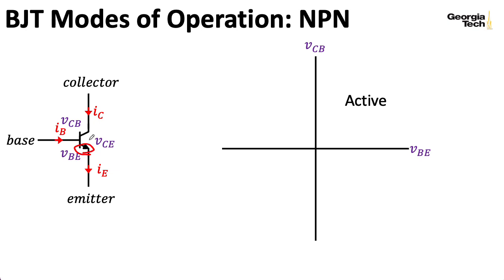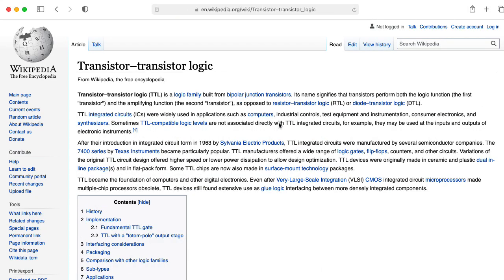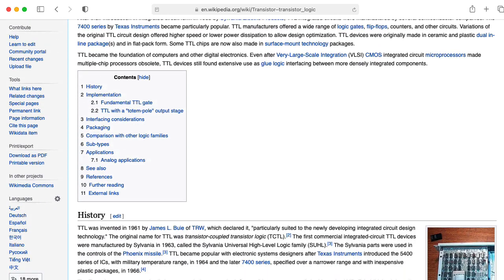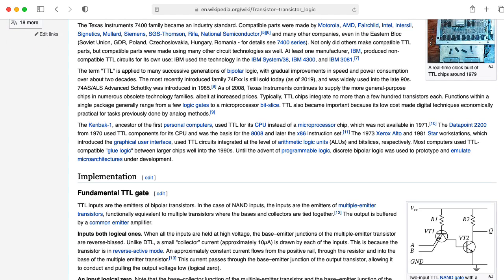Now, if both of the junctions are forward biased, then we say that the transistor is operating in the saturation mode. If both of the junctions are reverse biased, then we say that we're in the cutoff mode. Digital logic systems typically operate by switching between these cutoff and saturation modes. So that would include your classic 74 series transistor logic, TTL logic, although that kind of logic family has largely gone out of style and has been replaced by CMOS logic.